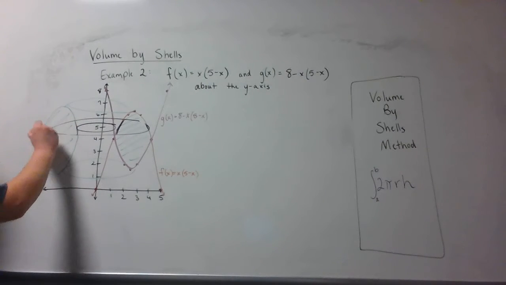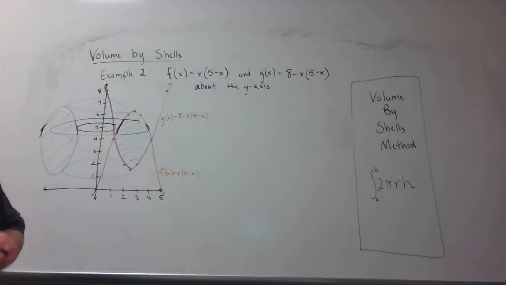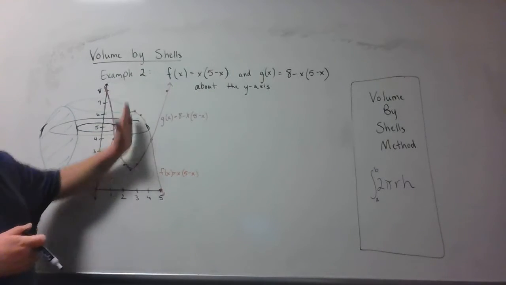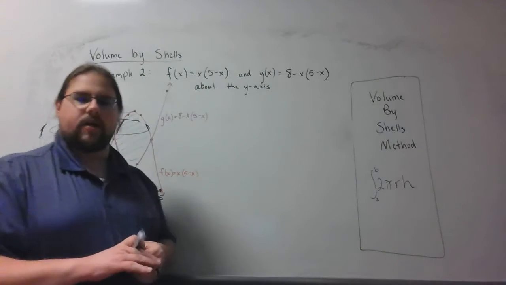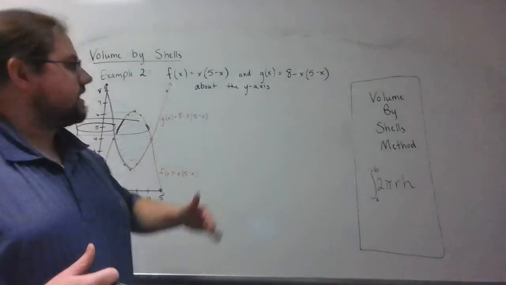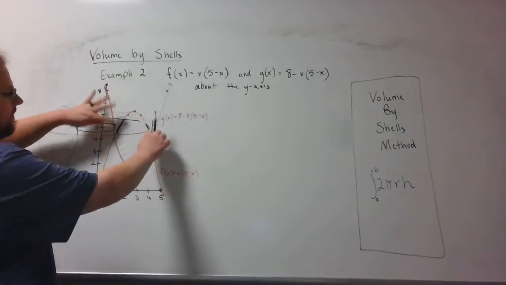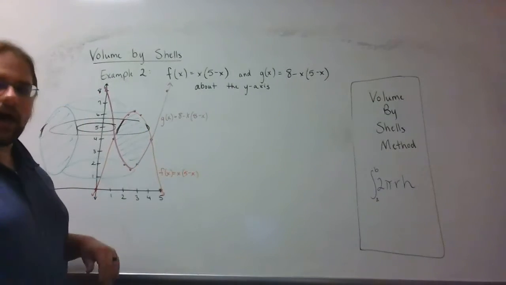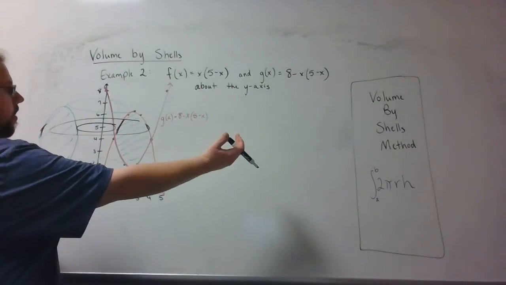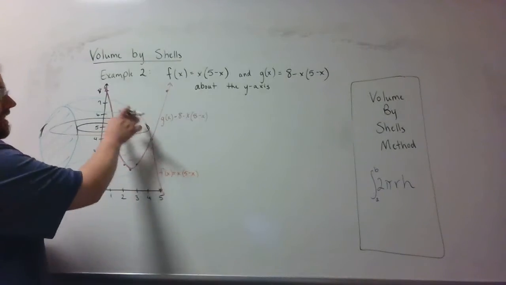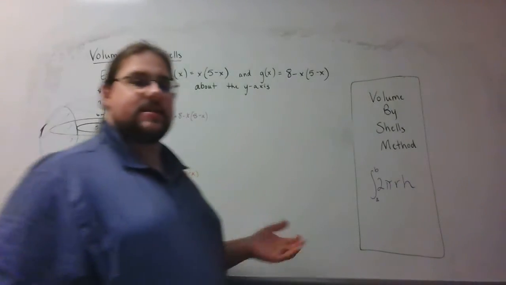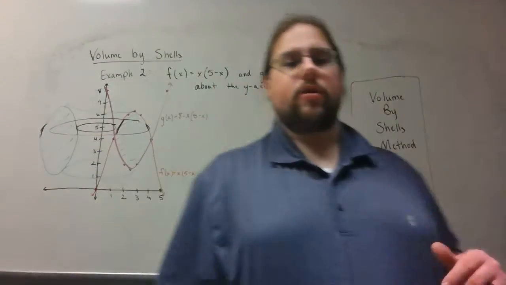It would actually be very, very difficult, because I would have to actually split it here, and it just wouldn't work very well in the washer method. Just again, because I don't want to have to switch these to y's, and again, it's going to be difficult because the same function on both sides, on the far right and on the far left, it's actually the same function both times. So this is another good candidate for the volume by shells method.